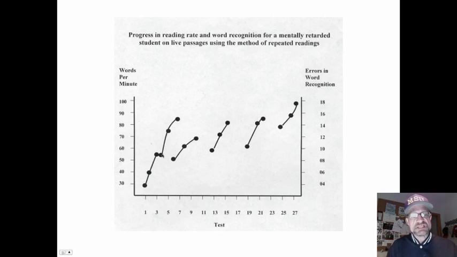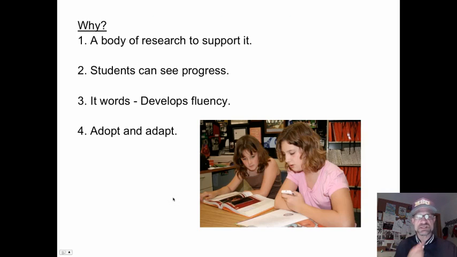And students can keep track of their score. They can certainly keep track of their score on some sort of line graph like this. Now this one keeps track of errors in word recognition. I don't like to do that. I like to just keep track of the number of words read per minute. And you'll see these are 3 sessions. It's a positive way for students to see growth. They can see themselves getting better each time they read. It's a wonderful strategy to develop reading fluency.